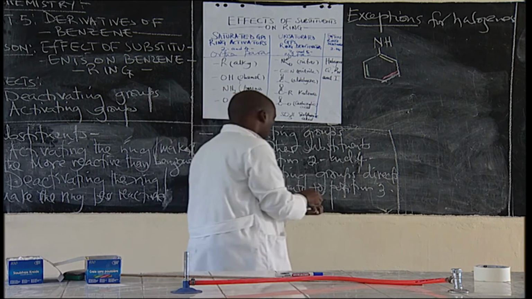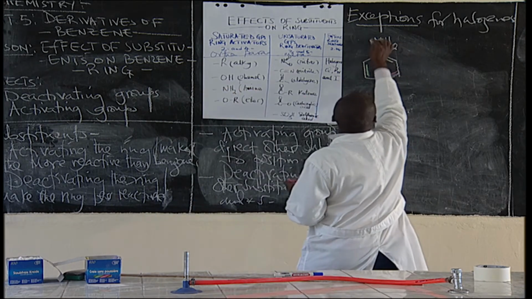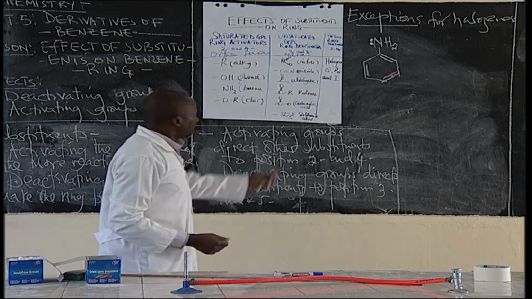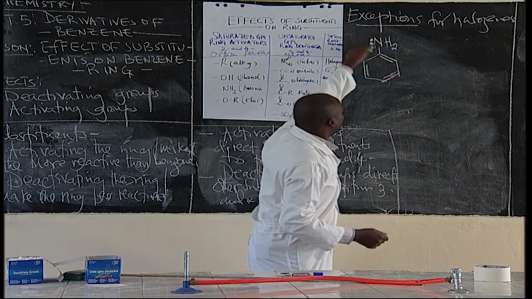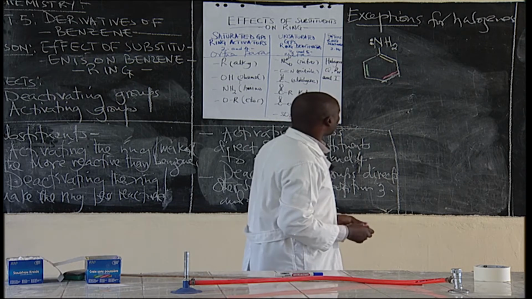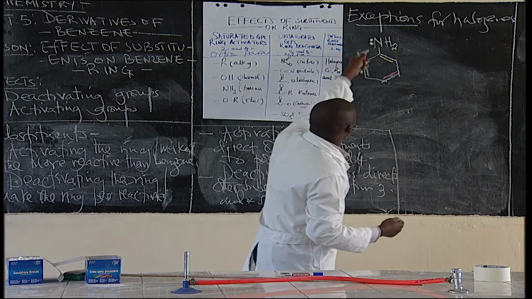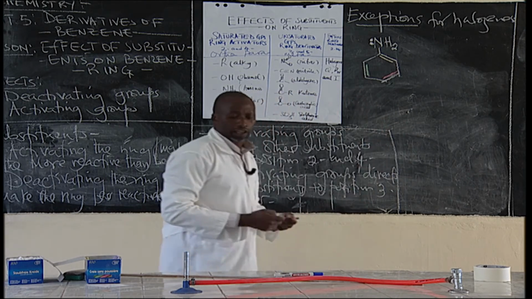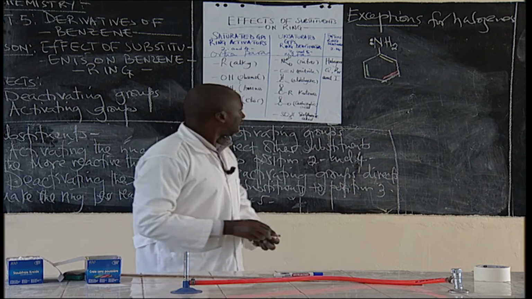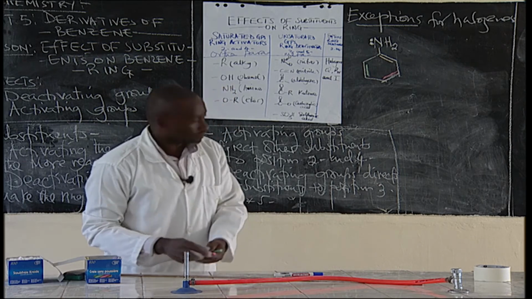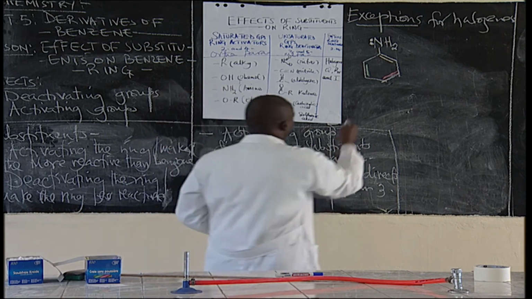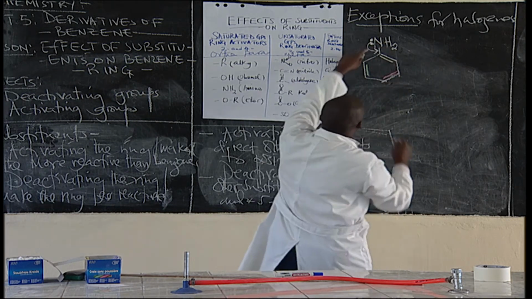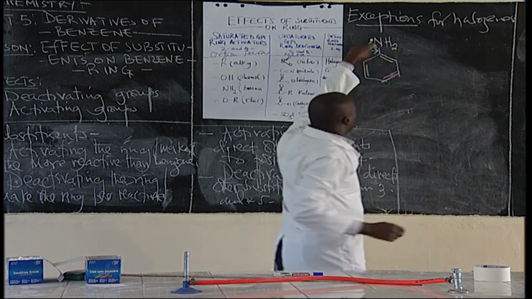So this amine has got the lone pairs, remember? These lone pairs on the nitrogen atom are able to interact with the benzene ring. So they enter into the ring. And when they enter into the ring, what happens? These electrons are entering here. So when they enter, a double bond will be formed.